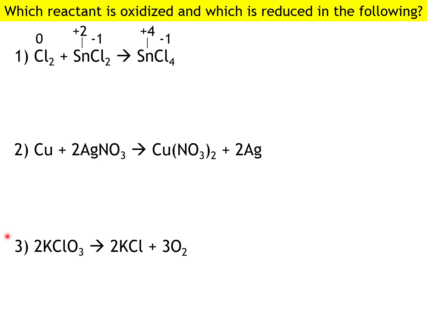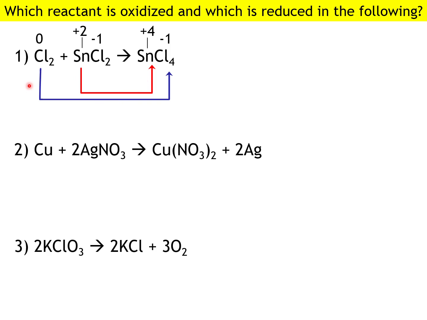Part of what I want you to learn how to do is identify the redox pairs. So you say, all right, chlorine is changing its oxidation number, so I'm just going to draw a line to connect that. And then the other one is tin, which is also changing its oxidation number.